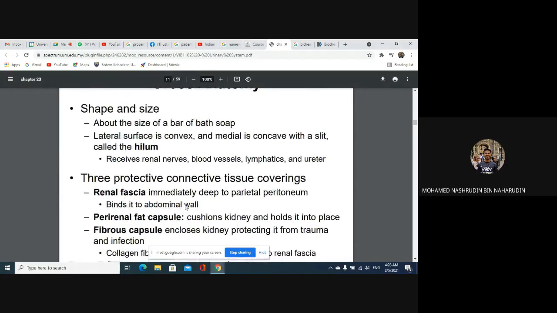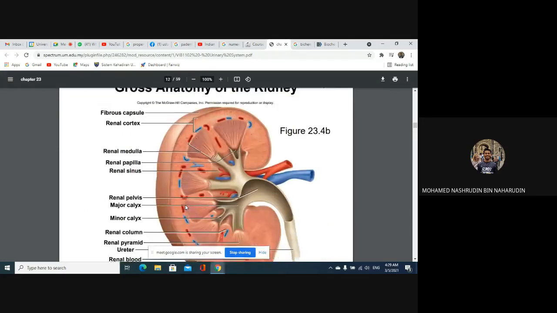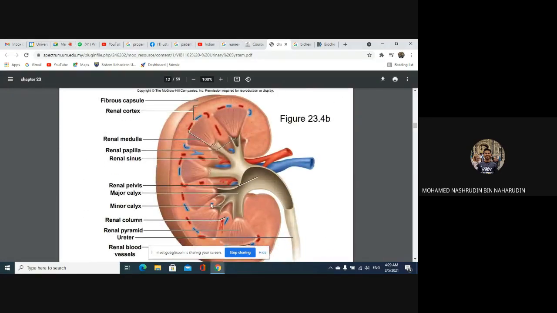The shape of the kidney is about the size of a bar of soap, just as small as that. The lateral surface is convex and the medial surface is concave, with a slit called the hilum. I'm going to show you the picture later. This is the hilum, the concave part.